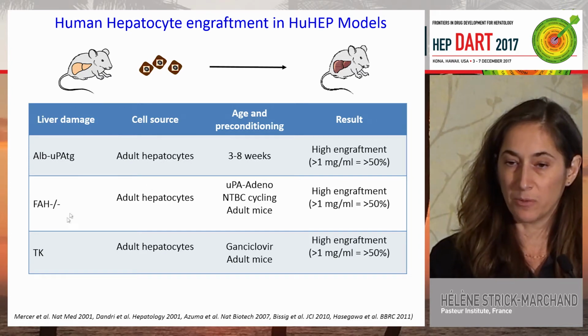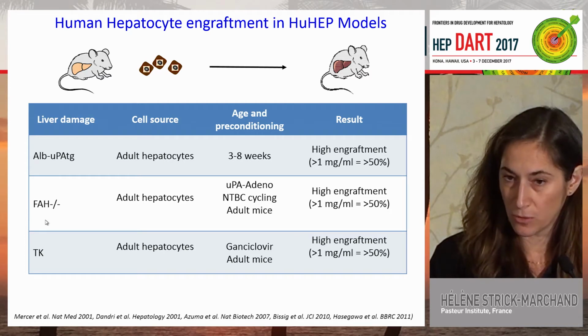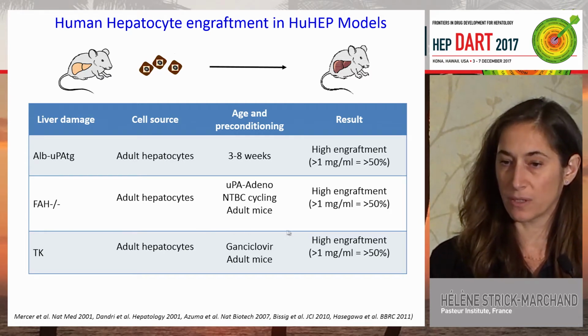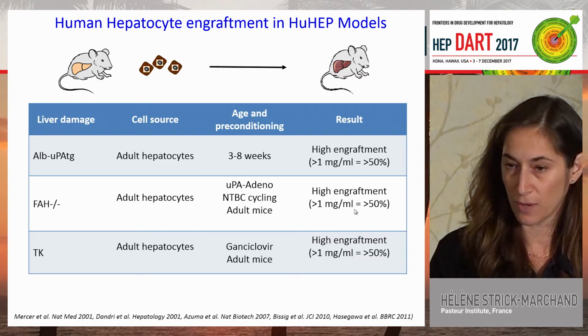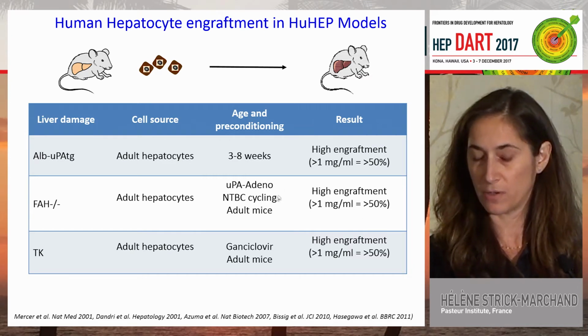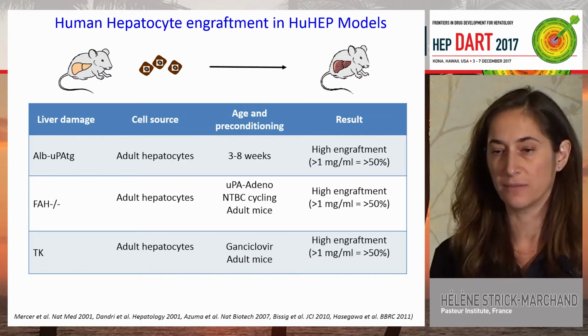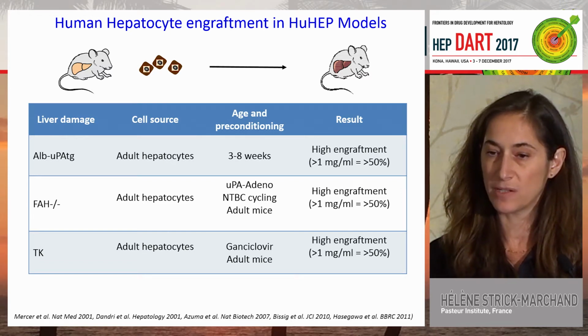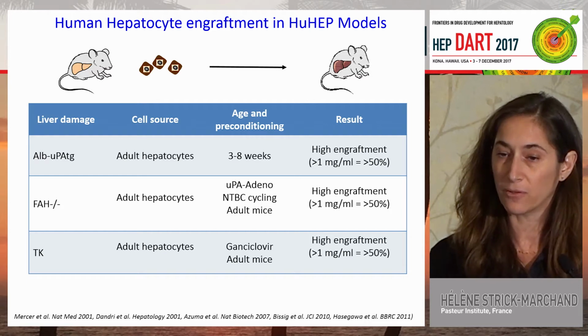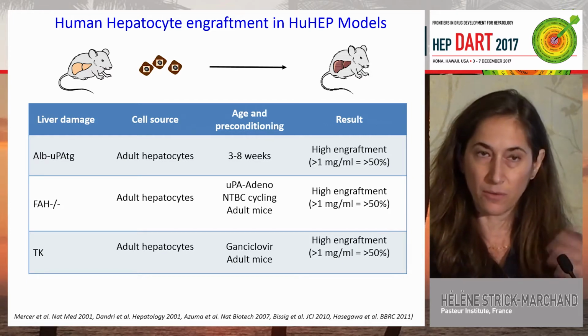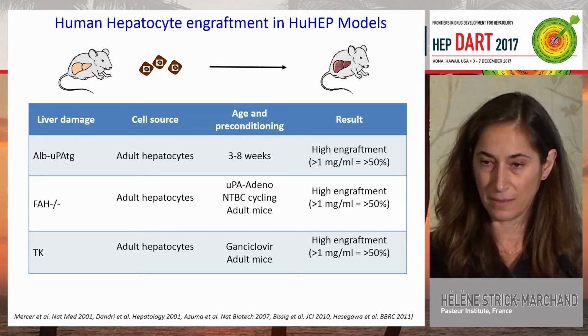If you use an animal model developed by Marcus Grompe's group, which is called the FAH knockout, you also get very high levels of liver engraftment. You need to do a few tricks before, which are adding a uPA adenovirus to help the hepatocytes get into the liver and engraft. But the advantage is that you can inject the adult mice because you can cycle the animals on and off NTBC to create the liver damage.